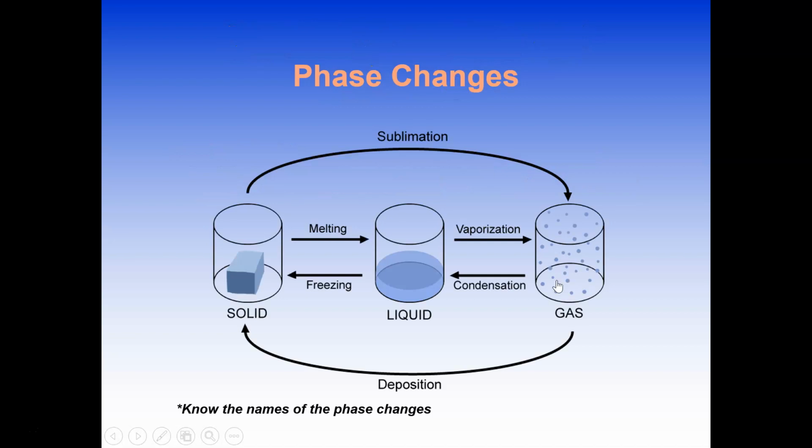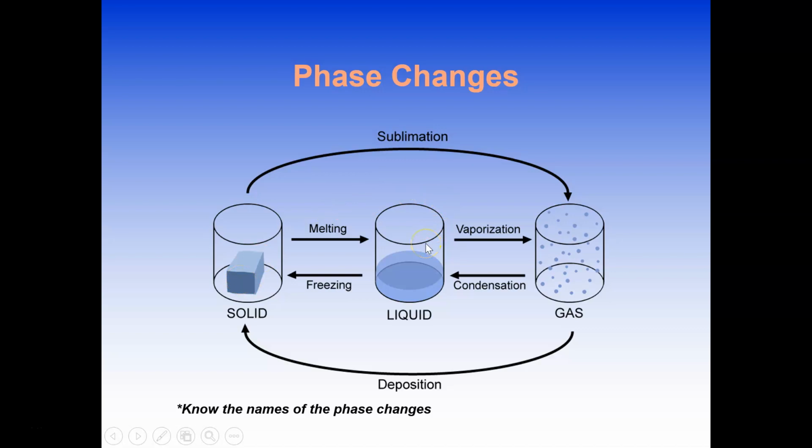So once you know the states of matter, this brings us to phase changes, and you need to know the names of these phase changes. Phase changes are when you move from one state of matter to another state of matter, and we have different words depending on what you're doing. So if you have a solid and you go to a liquid, that's melting, but going from a liquid to a solid is freezing. You probably knew those.